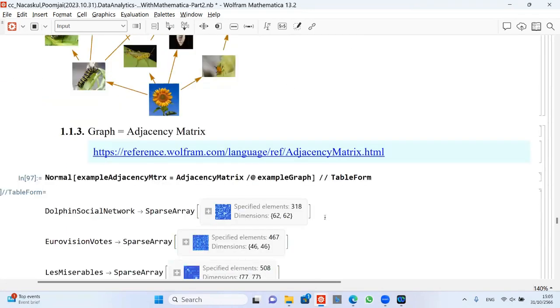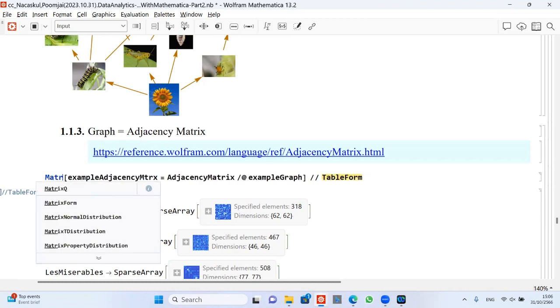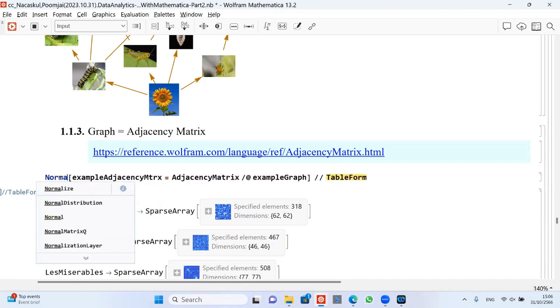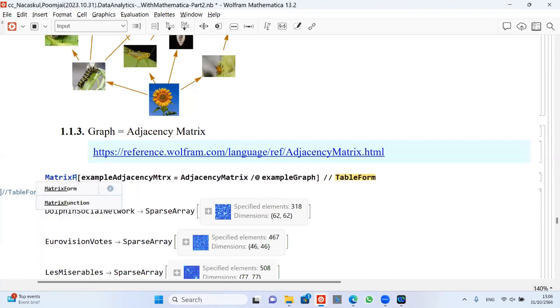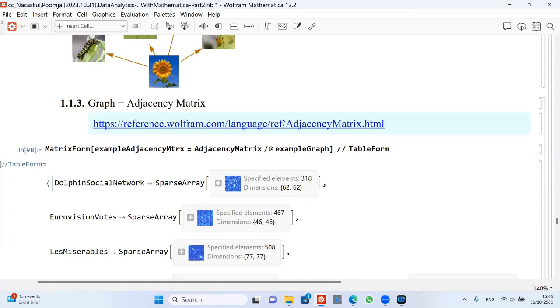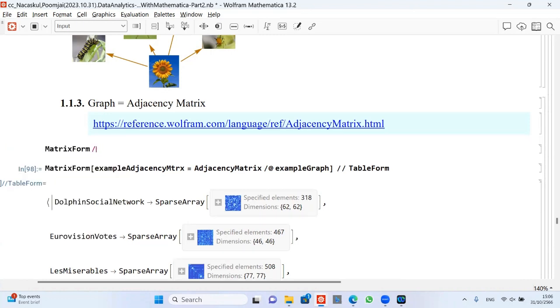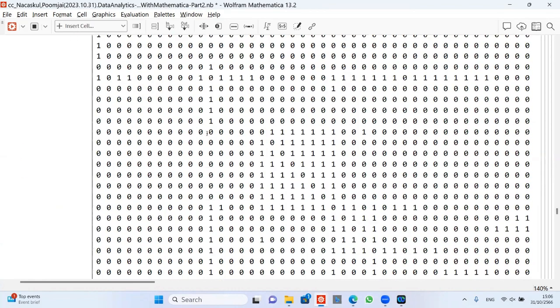So if I don't use normal and I use something like matrix form, and apply to all of them the example adjacency matrix, yeah, it's going to be very large, right? So that's why I didn't print it out.